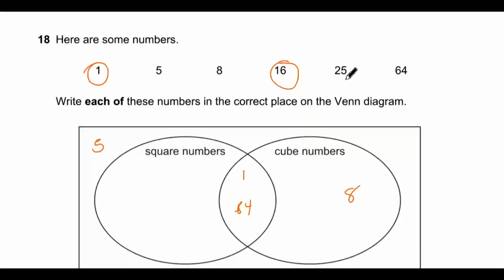Sorry, I circled the wrong one here, so this is not 16, it should be 64. So 16 is a square number, 16 should come here, and 25 should also come here. Okay, so that is how to fill this. So you have 16 and 25 as square numbers. We have only 8 as a cube number. Then we have 1 and 64 as both cube and square numbers.